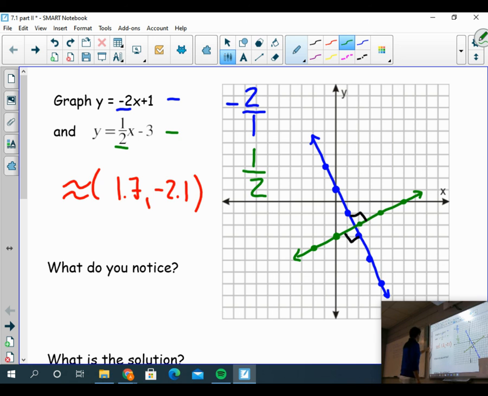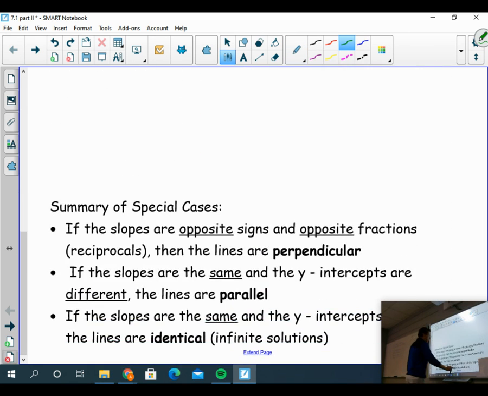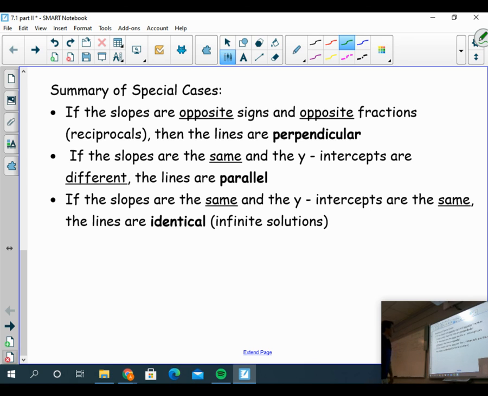And in general, we can summarize the special cases in the following bullets. If the slopes are opposite signs and opposite fractions, aka they're reciprocals, one's 2 over 1, the other's 1 over 2, one's 3 over 4, the other's 4 over 3, this will create perpendicular lines. But if the slopes are the same and the y-intercepts are different, the lines will be parallel. Our third special case, if the slopes are the same and the y-intercepts are the same, the lines are going to be identical, right? If it's in slope-intercept form and we have the same slope, the same y-intercept, the lines will be on top of one another.